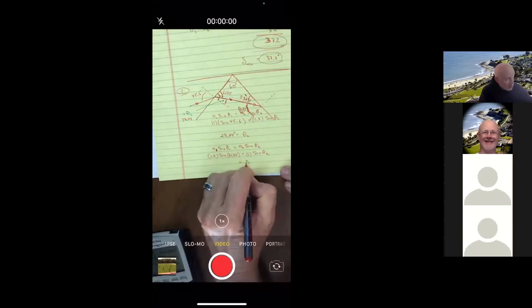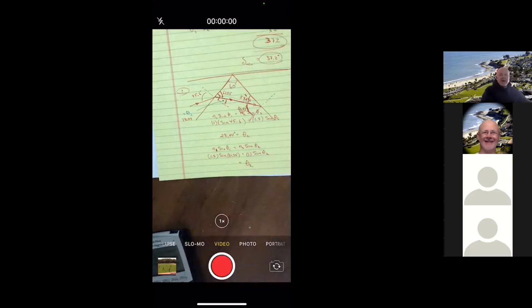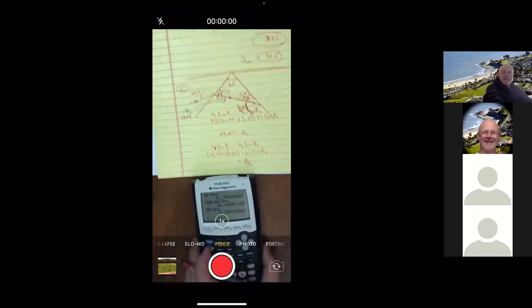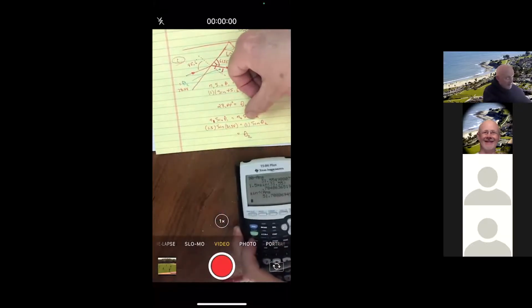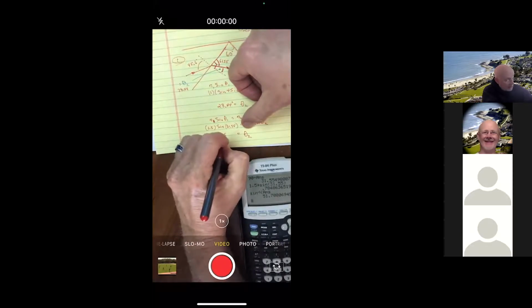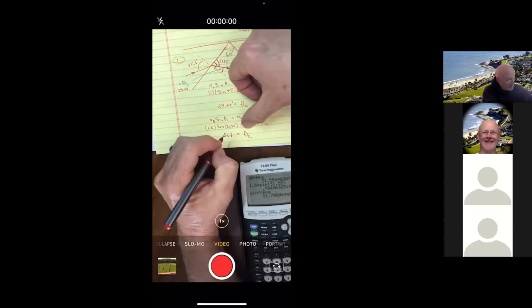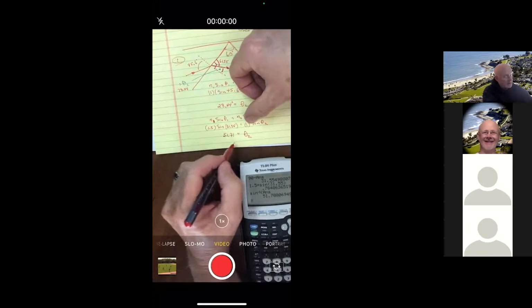Okay, so let me find theta 2. So 1.5 times the sine of 31.55, enter. And then the inverse or arc sine of that number means we are at 51.71 degrees.